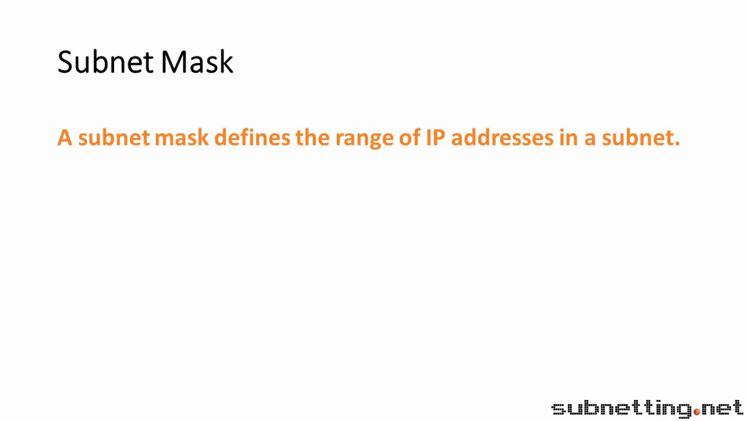Earlier, we learned how to calculate the number of host bits for a subnet. Now let's learn how to create a subnet mask. But first, what exactly is a subnet mask? Simply, a subnet mask defines the range of IP addresses in a subnet. Note that just like IPv4 addresses, subnet masks also have exactly 32 bits. Let's write out the 32 bits for a subnet mask in binary.